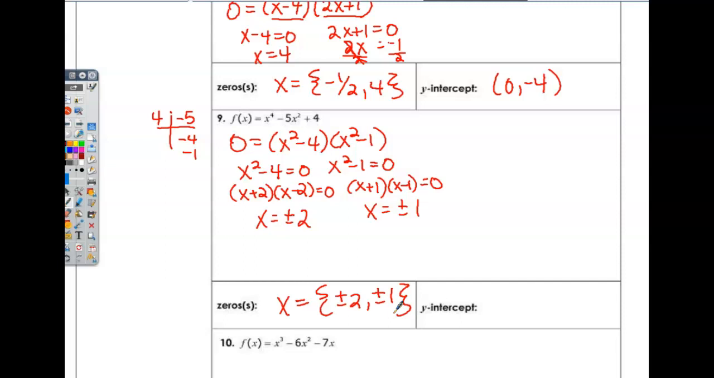So now, how do I find the y-intercept? I'm going to put a 0 in, and what do I get for an answer? So I get 0, 4.